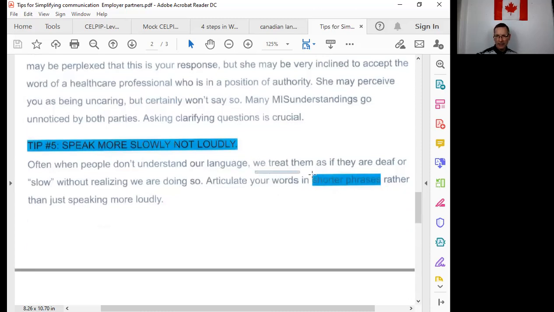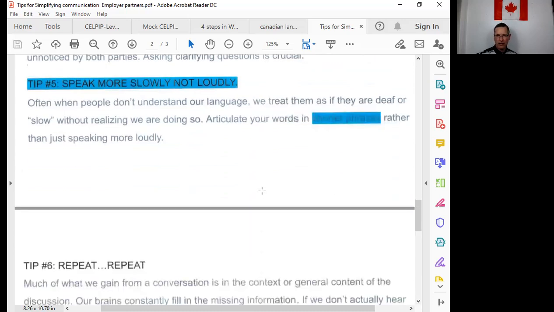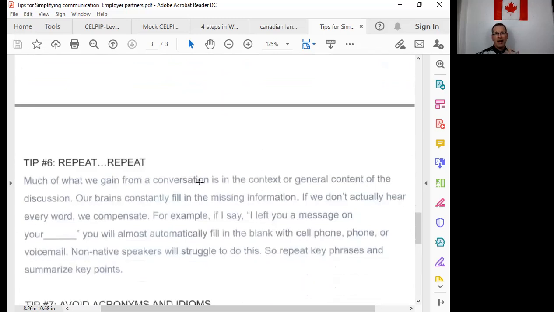And yeah, it says articulate your words in shorter phrases. I apologize if that's a little bit hard for you to see because of the font. Repeat, repeat, repeat. And this is something that over time you'll see good teachers doing, whether it's math or English or other things. It's not just enough to give some information and then move on.